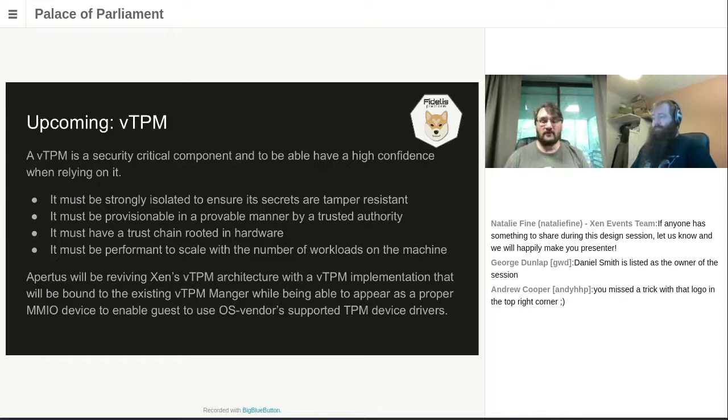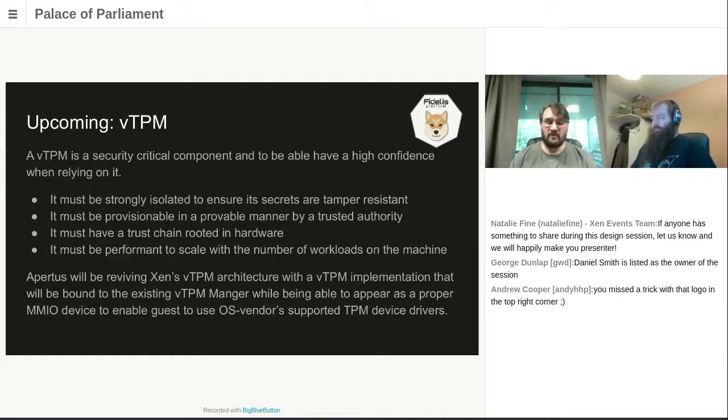So we'll be reviving the Xen's existing VTPM architecture, but we'll be replacing specifically the VTPM domain with a new implementation that will still bind to the existing VTPM manager while being able to appear as a proper MMIO device to any guest that it's attached to. This is using the Xen's IOREQ capability.